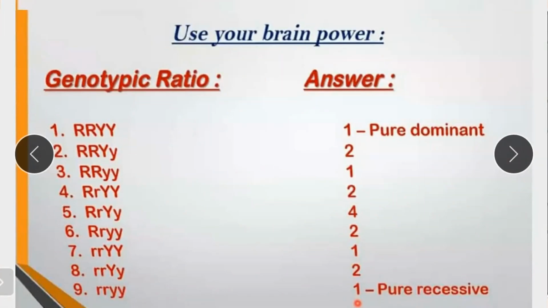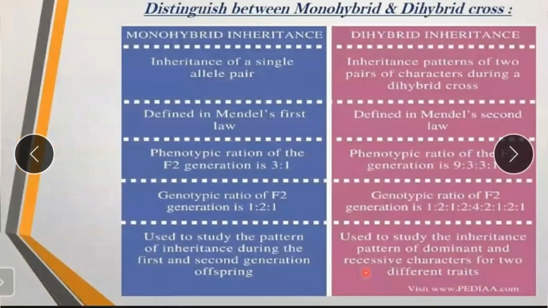Means what? Round and yellow, 2 are there. Yes. Then round and green, 1 is there. Yes. Then wrinkled and yellow, how many are there? 2 are there. Then round and yellow, you can search here. So from this gamete formation only, you can identify their genotype. So up till here, you understood? On this basis, what can we do? We can distinguish between the monohybrid and the dihybrid cross.